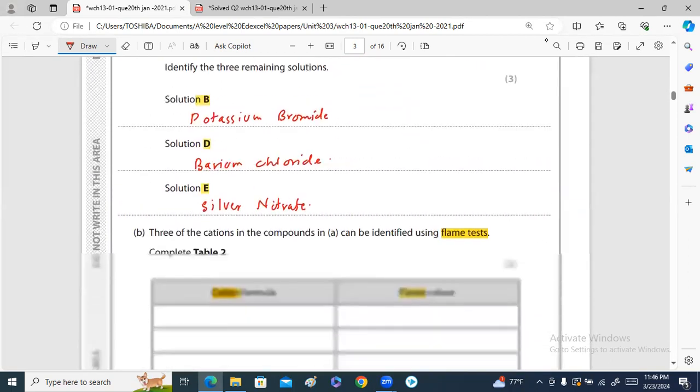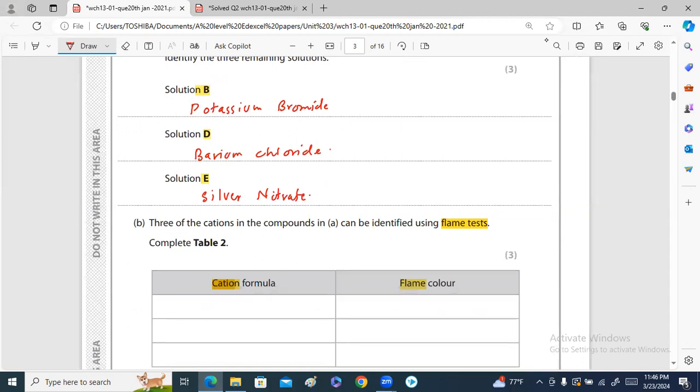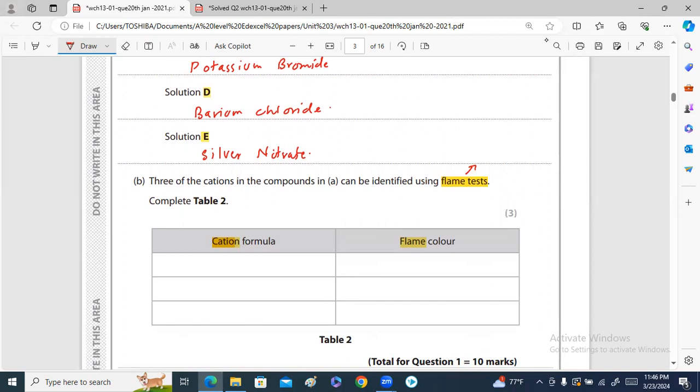Okay, now the next part is: three of the cations in the compounds in A can be identified using flame test. Now we're going to identify the presence of cations by using the flame test. Cations, as I have already mentioned, the potassium ion, sodium ion, and barium ion in this list can be identified through the flame test. So if we have Na positive ion, K positive or Ba2 positive, we can test these positively charged ions from the sample by a flame test by observing that they will produce different colors.